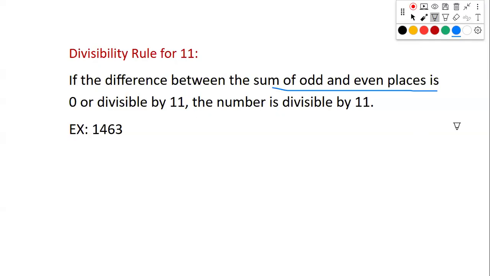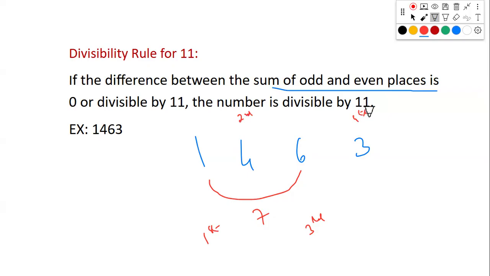Say, for example, if I have to know 1463. What is it that I have to do? Sum of odd places, first place and third place, is 7. So this is my first place, this is my third place, this is odd. And this is my second place, this is my fourth place. Don't look at the numbers, look at the places. And 4 plus 3 is also 7. So the difference, 7 minus 7, is 0. That means it is divisible by 11. Got it?